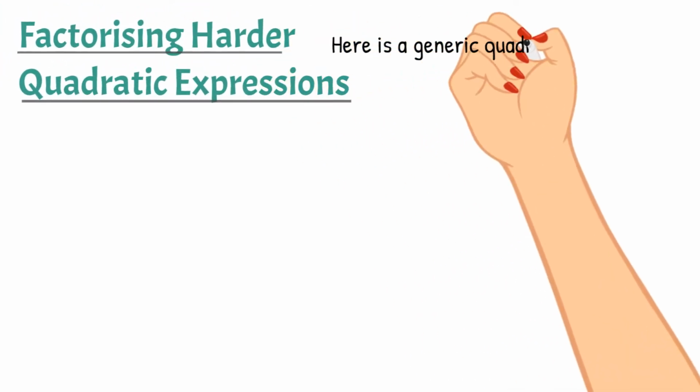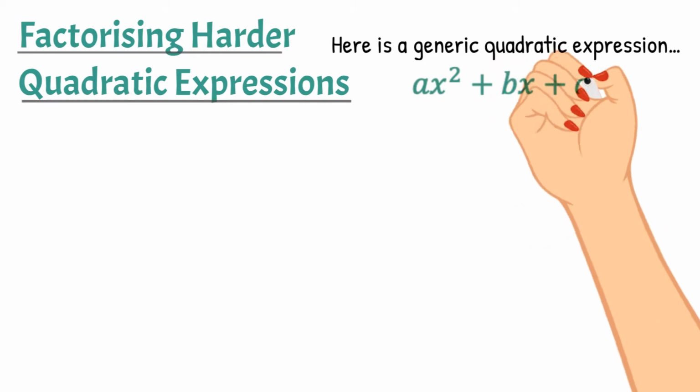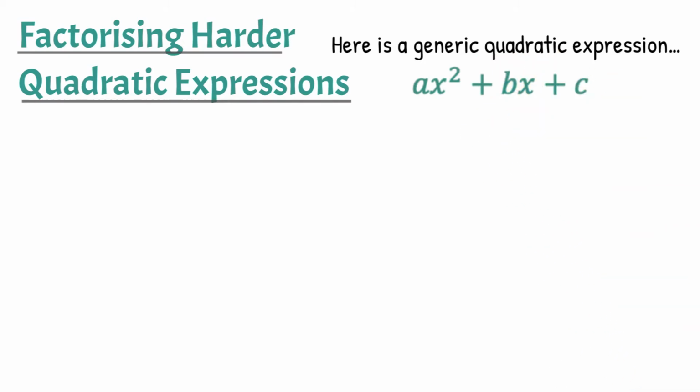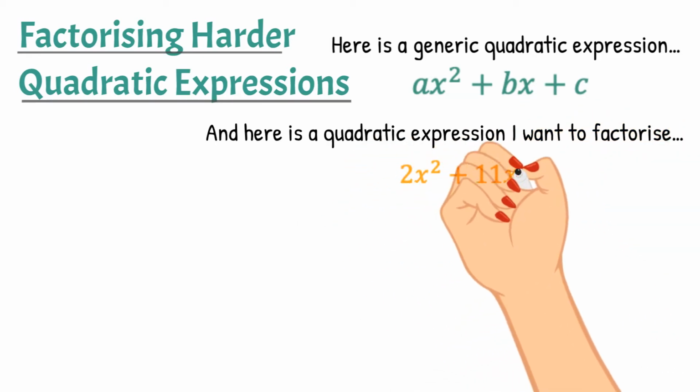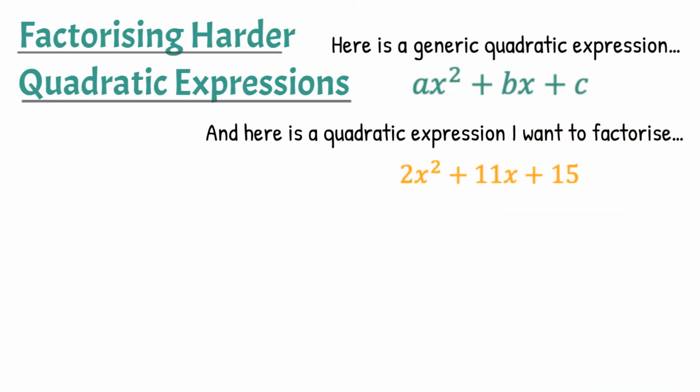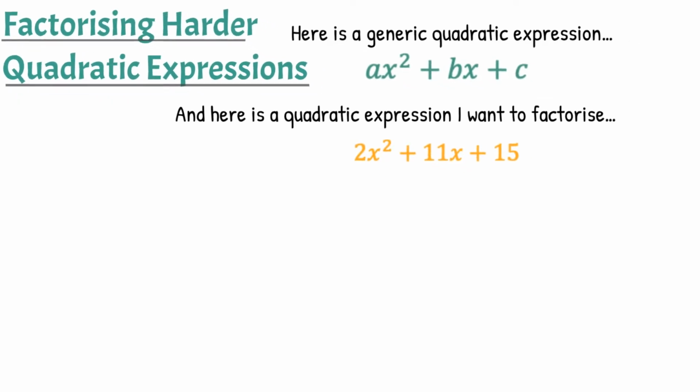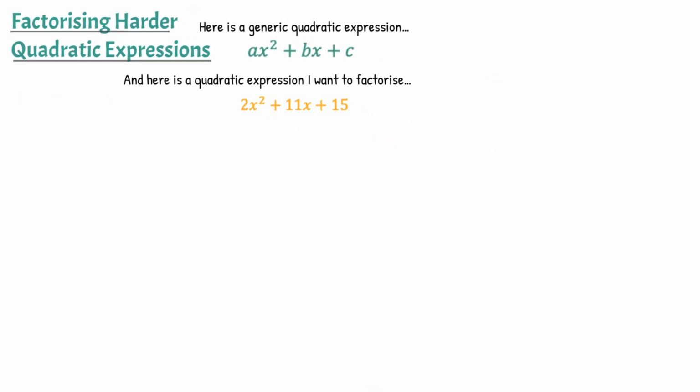Here is a generic quadratic expression. So our coefficient of x squared is a, our coefficient of x is b, and then our c is that constant, the number on its own. And here is the quadratic expression I want to factorize. You should instantly recognize this to be a harder type of quadratic because the coefficient of x squared is 2 and not 1.